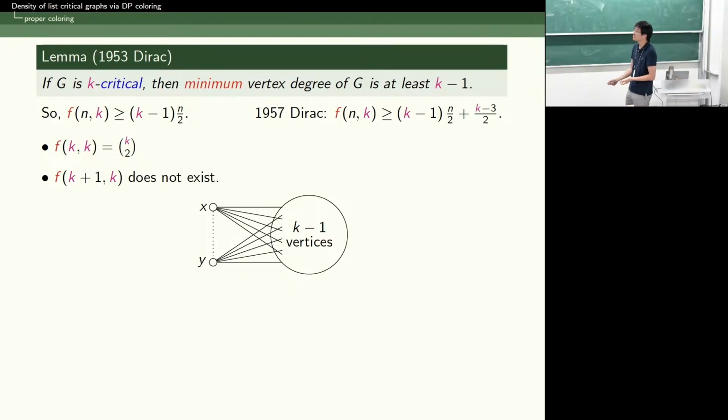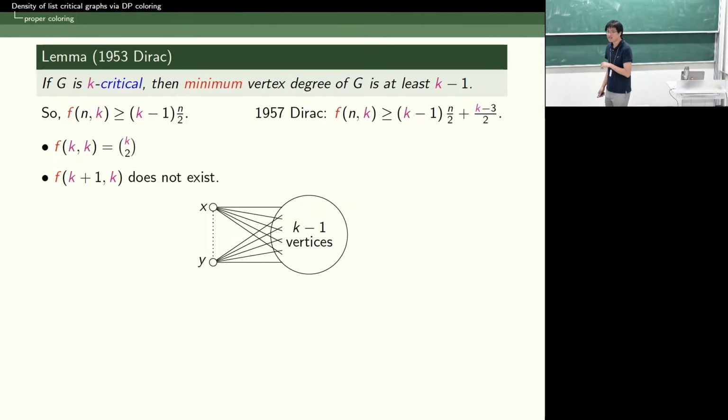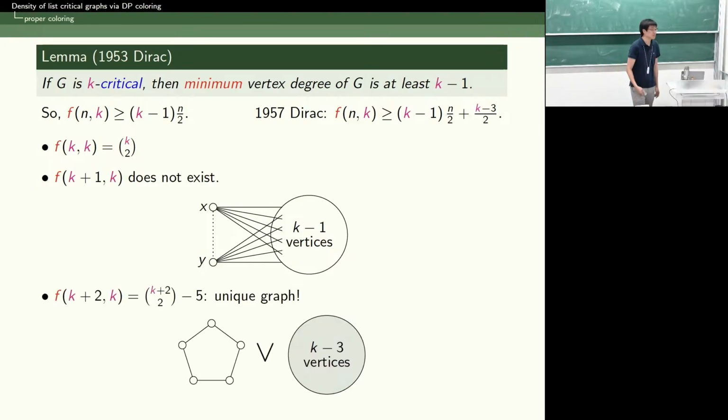So what this is saying is that these graphs don't exist. So on k plus 1 vertices, you don't have a k-critical graph. And this is due to this easy observation, which I'll call a structure theorem. But I can go further, right? I can go on to k plus 2.